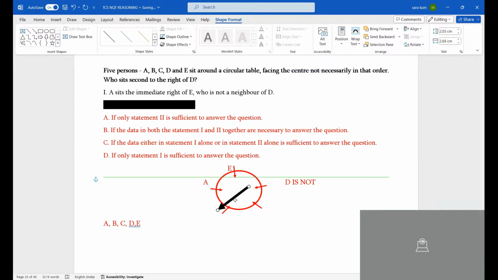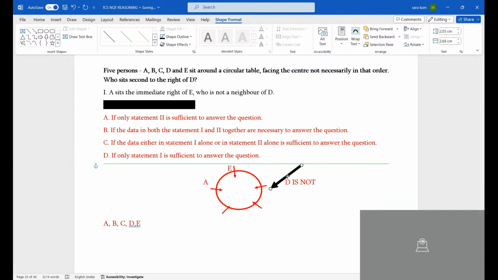If you place A here, then E will be here. Okay. So I'm just choosing this spot randomly, putting A here, and then making sure that A is to the immediate right of E. Immediate right means next right. Okay. And E is not a neighbor of D, which means you cannot have D here. If you cannot have D here, you can have D either here or we'll come to that.